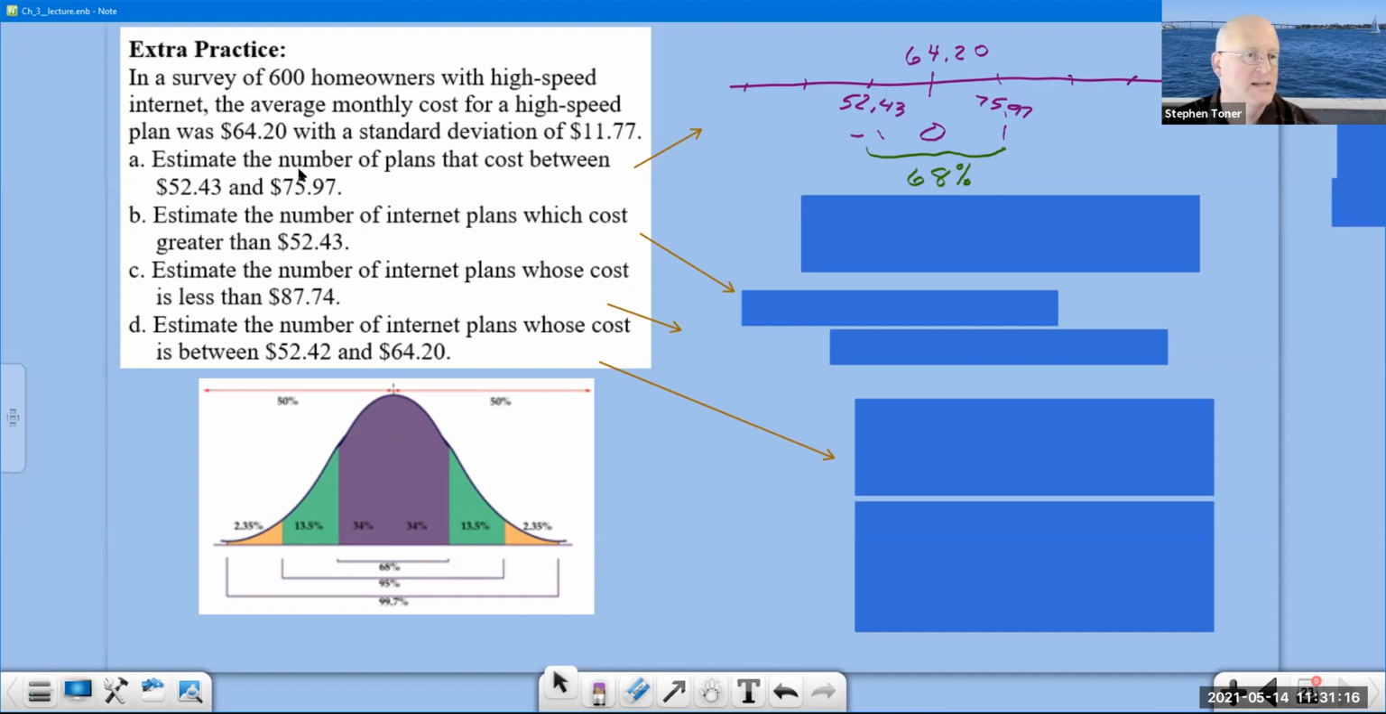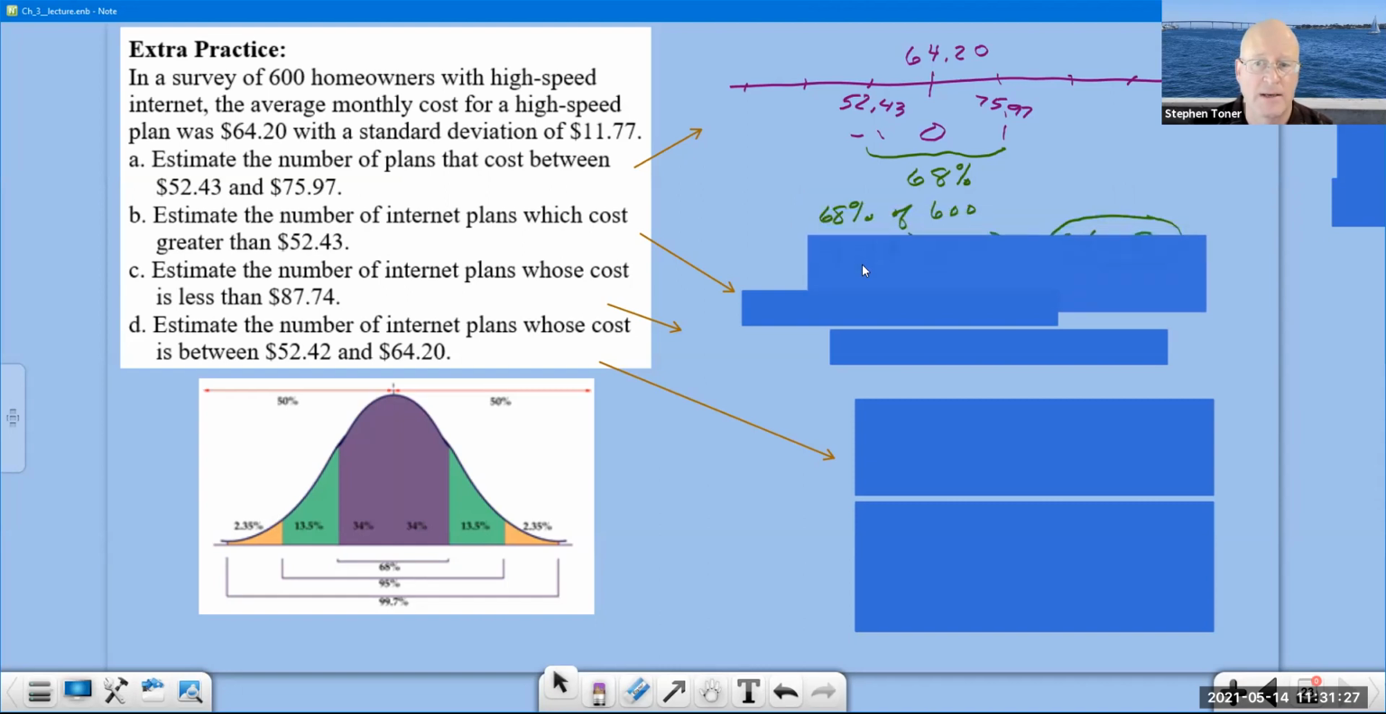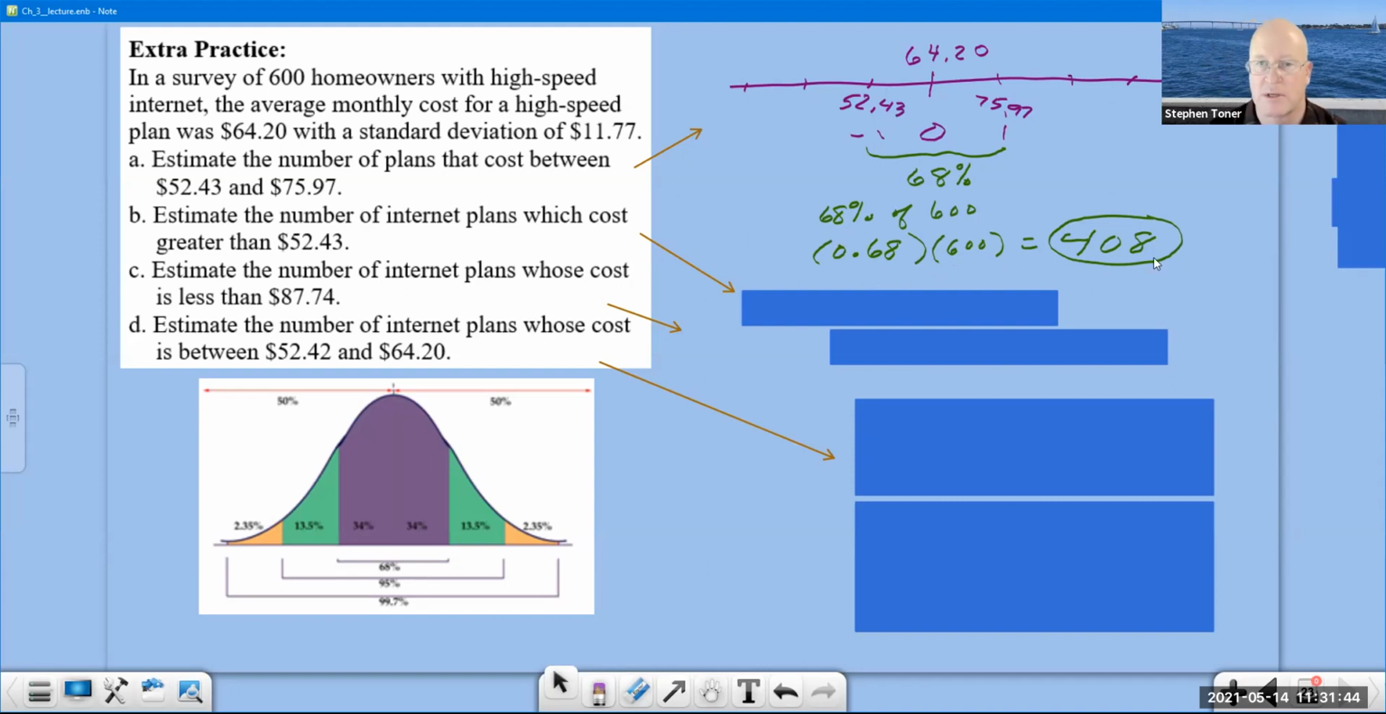Now, that's not what we're looking for. It says estimate the number of plans, a little bit different than a percentage. So what did I do? I said, okay, let's find 68% of the 600 homeowners. Of is a multiplication word. I wrote 68% as a decimal, moving the decimal two places to the left, and wrote 0.68 times 600, which says 408 out of the 600 homeowners had plans that cost between those two values.